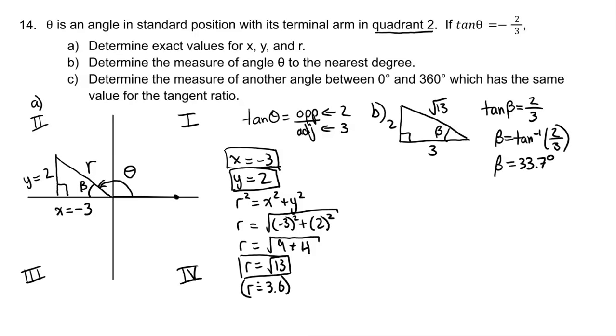Now if I look at the diagram on the left, theta is equal to 180, and then we're going to subtract the 33.7. So it's all the way around to here, minus the 33.7. When we do that, we end up with an angle of 146.3 degrees. Now that's the first angle. Notice I said there's always two angles, and this is the angle that's actually in quadrant 2.